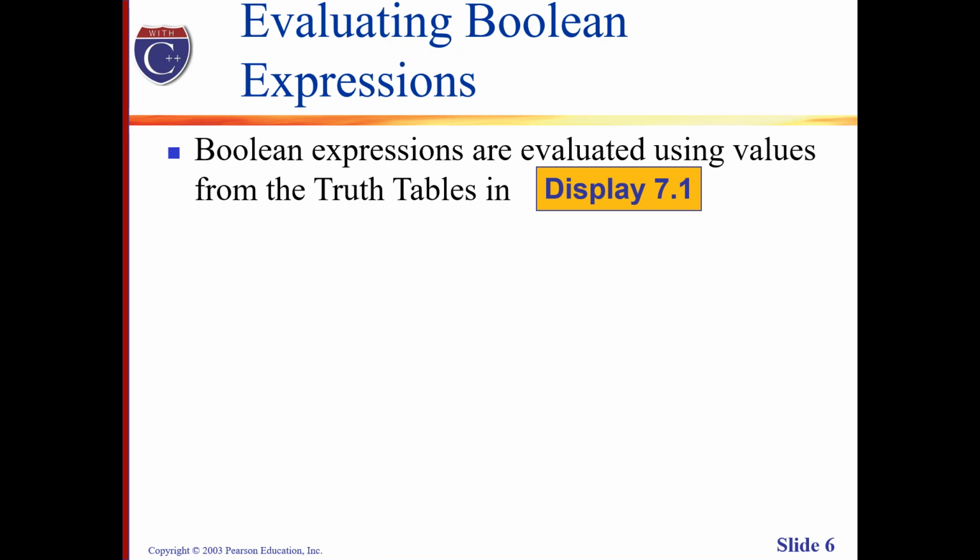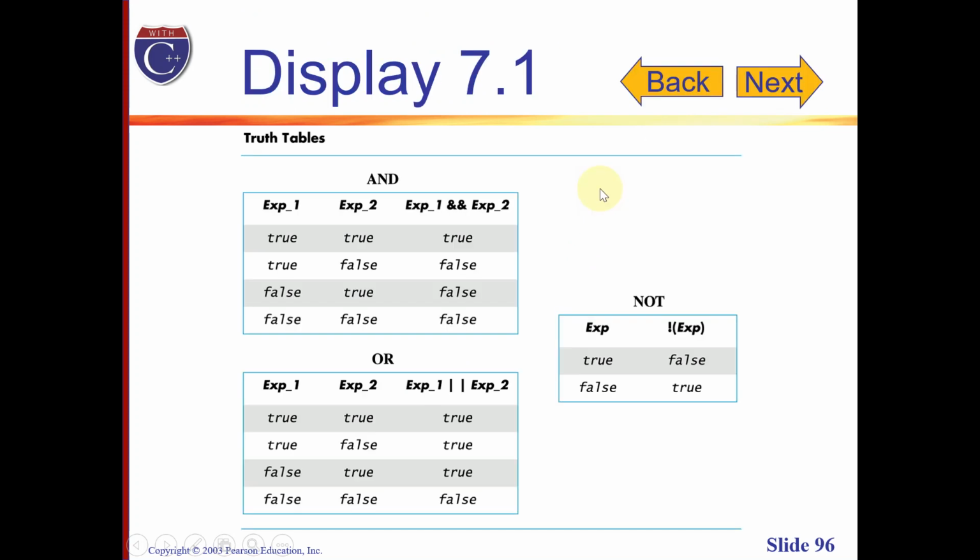Also, Boolean expressions are evaluated using values from the truth tables. For instance, we have the following. If we take a look at this truth table, this is actually quite straightforward. And I'm quite sure that we've already experienced having to do computations involving something like this.